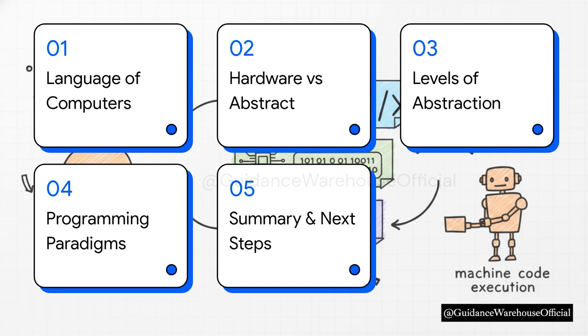Here's our roadmap for today. Number 1, the language of computers. 2, hardware versus abstract models. 3, levels of abstraction. 4, programming paradigms explained. And 5, our summary and next steps.